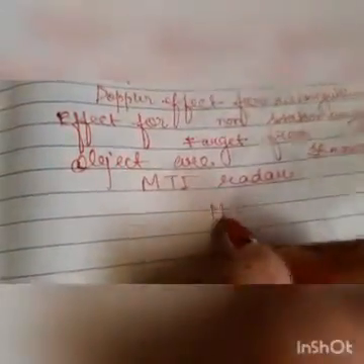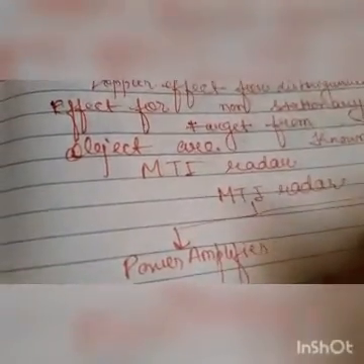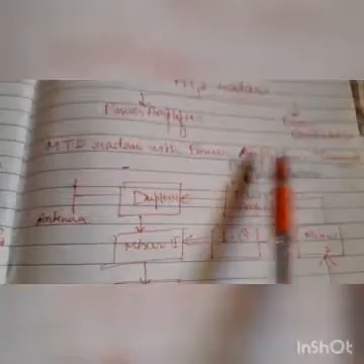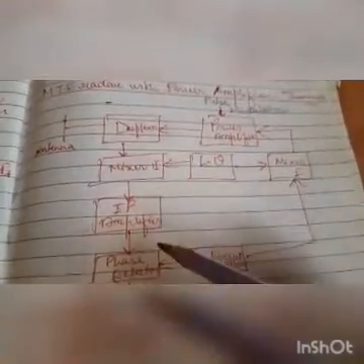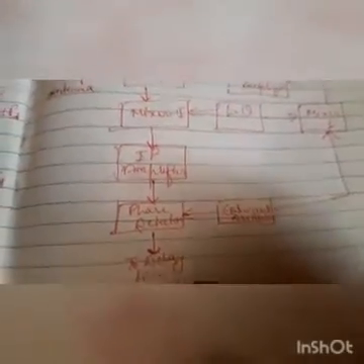Okay, MTI radars are classified in two ways: first, based on the power amplifier, and second, based on the power oscillator. Okay, so we will study first the MTI radar with power amplifier transmitter. This is the whole diagram: duplexer, power amplifier, mixer 2, local oscillator, mixer 1, IF amplifier, phase detector, coherent oscillator, and delay line canceller.